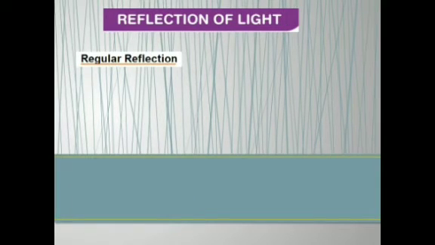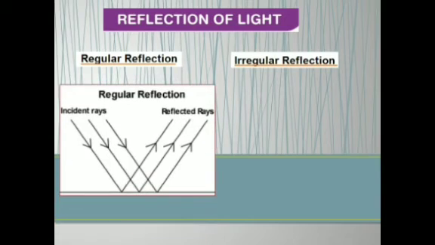There are two types of reflection of light: regular reflection and irregular reflection. Now see the diagram. This is the regular reflection. When the reflecting surface is smooth and well polished, the parallel rays falling on it are reflected parallel to one another.